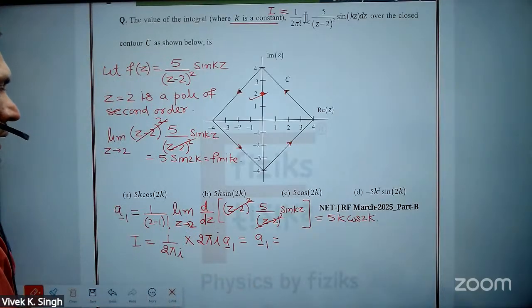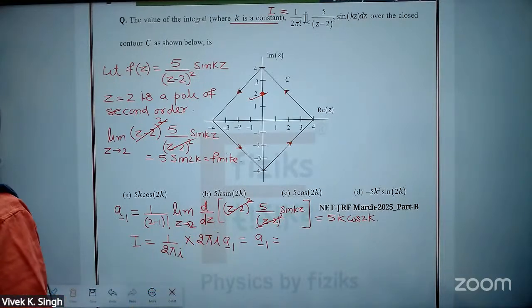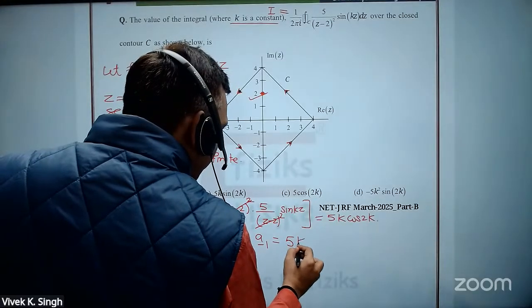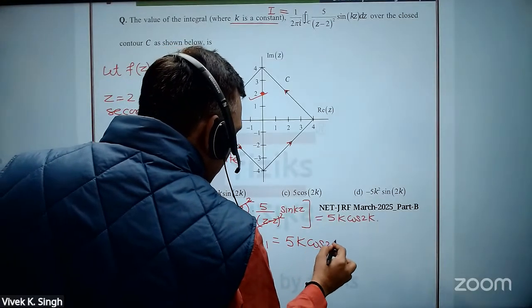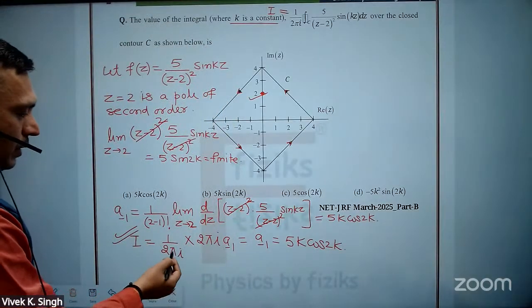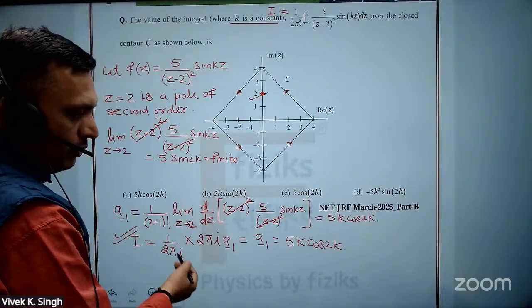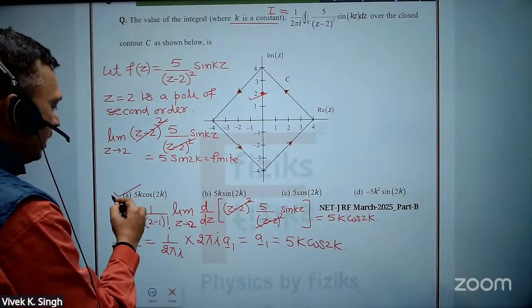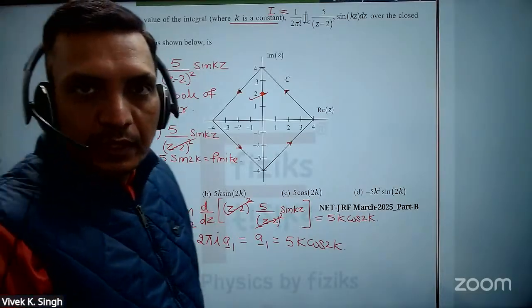So that is for your 5k cos 2k. This integral value will be 5k cos 2k. So this is the integral value. According to residue theorem, that will be 2 pi iota sum over residue. So that's why option A is correct. 5k cos 2k.